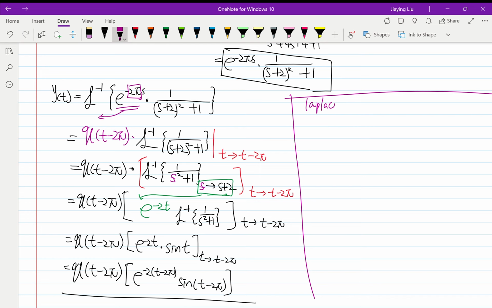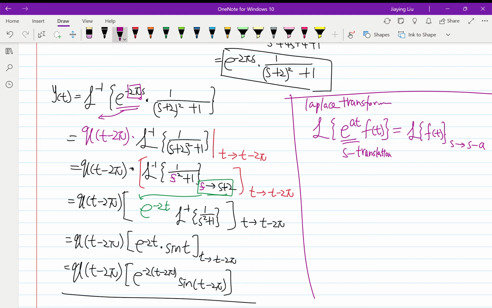So for the Laplace transform, if we take the Laplace transform of e to the at f of t, if you see that e to the at is in the Laplace transform, that tells you that it's going to be the S translation. So the e to the at will come out. We're just going to focus on the Laplace transform of f of t there, no substitution yet. And then at the end, we're going to take the s and replace it with s minus a. So what happened is that you can think about this e to the at becoming this substitution at the end. Does that make sense? So that's an S translation.